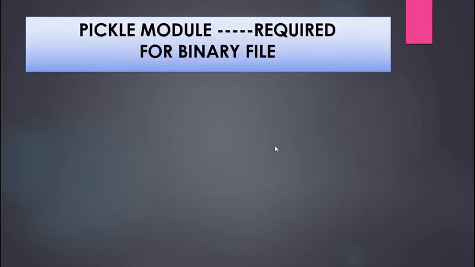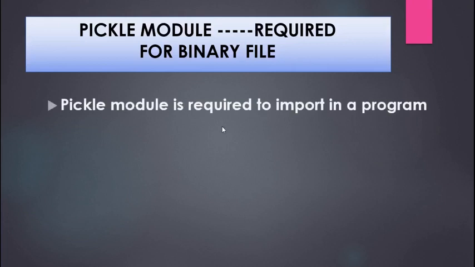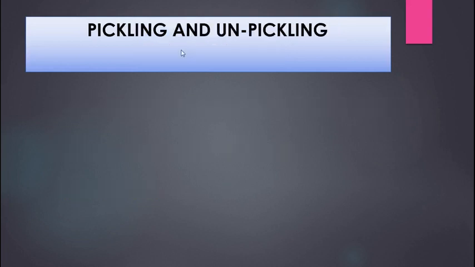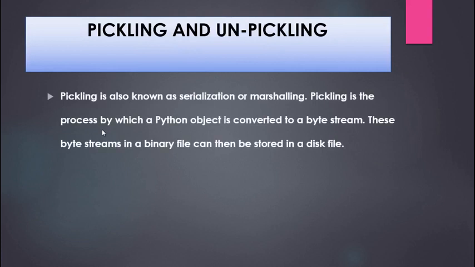Now let us see what is Pickle module. Pickle module is required to import in a program while you are working with binary file, and the statement should be written as import pickle. Now what is the purpose of pickling and unpickling? Pickling is also known as serialization or marshalling. It is the process by which a Python object, which can be any object like list, tuple, dictionary, etc., is converted into a byte stream, and these byte streams in a binary file can then be stored in a disk file for later use.